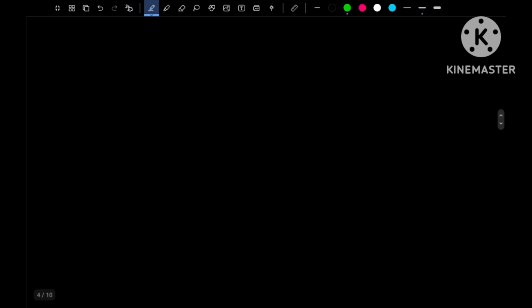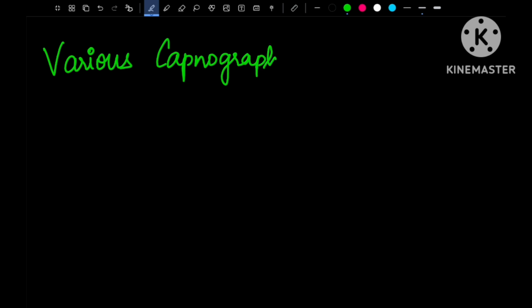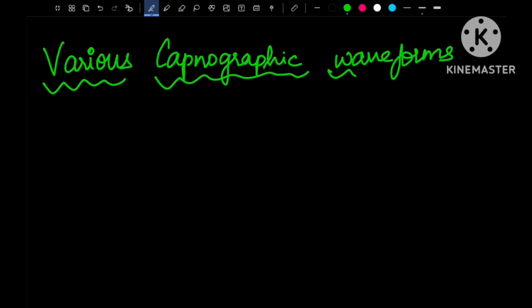So we want to discuss various capnographic waveforms. There are many capnographic waveforms, but we are going to discuss the most important ones, such that we can remember them.